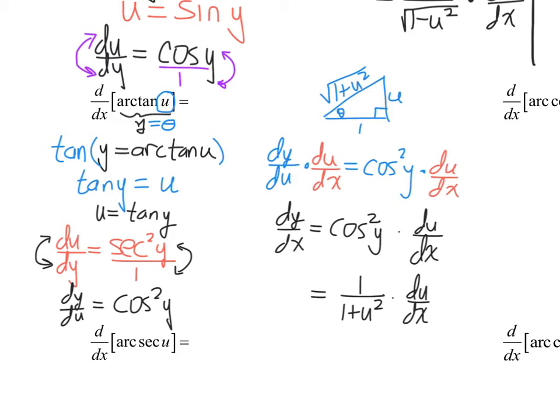In the last, oh, here? Yeah, it would be cosine squared of arctan of u. But that can be simplified. Okay, and when you simplify it, it's going to become this. It's just easier that way.